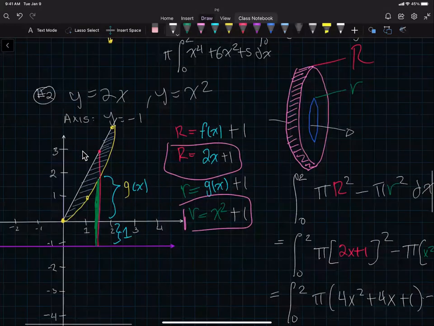It's based on which one's on top. So which one is on top right here? Is it the line or is it the parabola? Well, the one that's on top is the line. So I have to use 2x. And then 2x is the distance from the x-axis to the function. And then I need to add one more because I still have an extra step.